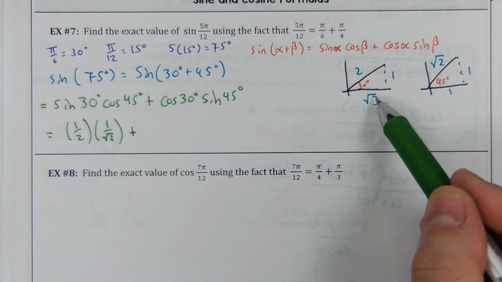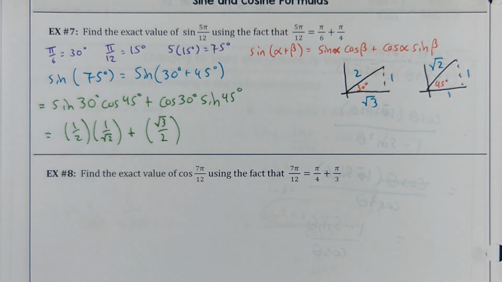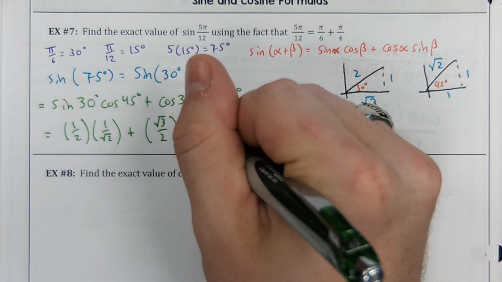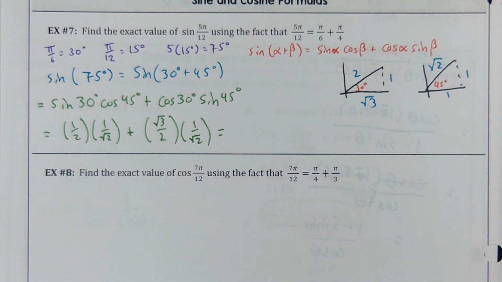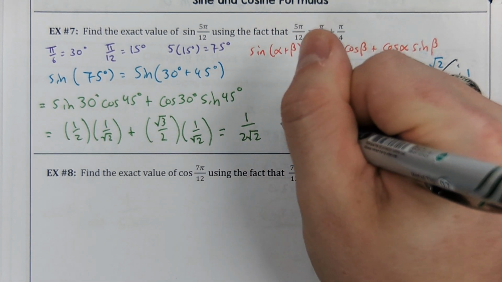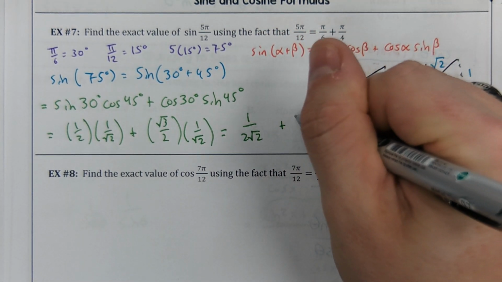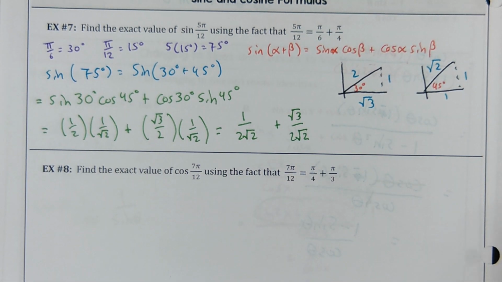Cosine 30 degrees is x over r, root 3 over 2. And sine 45 degrees, 1 over root 2. These will have a common denominator, which is nice. But it gets me 1 over 2 root 2 plus root 3 over 2 root 2. You need to rationalize your denominators. So you're going to have to multiply the top and bottom by root 2.